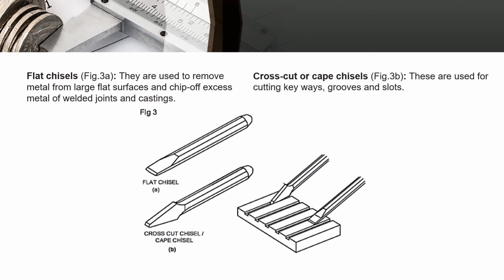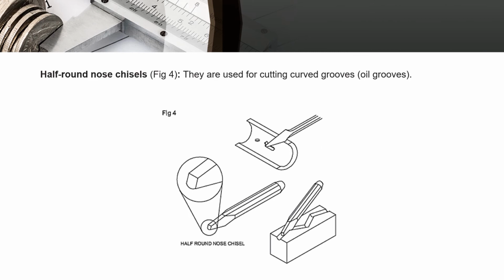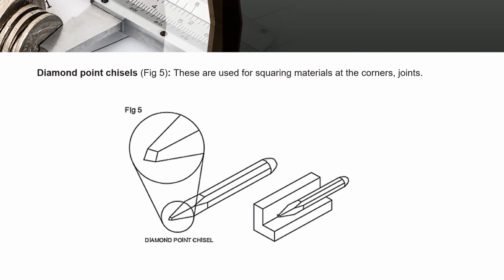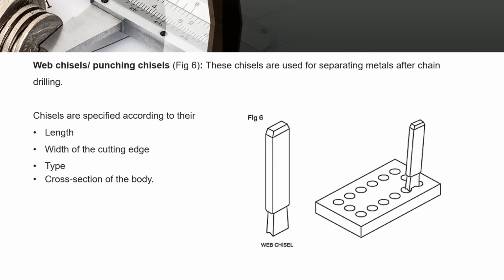These are used for cutting keyways, grooves, and slots. Half round nose chisels. They are used for cutting curved grooves. Diamond point chisels. They are used for squaring materials at the corners, joints. Web chisels, punching chisels. These chisels are used for separating metals after chain drilling. Chisels are specified according to their length, width of the cutting edge, type, cross section of the body.